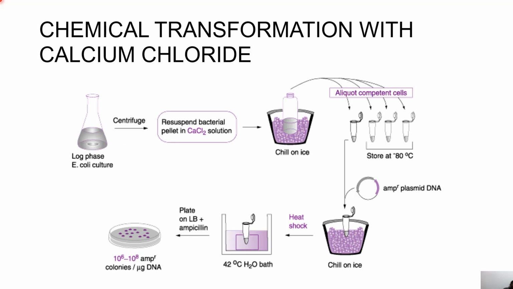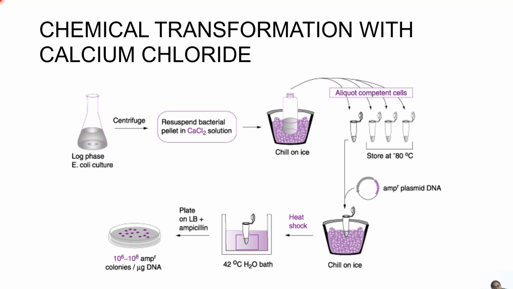Now for chemical transformation with calcium chloride, we should have a culture in the log phase that you will centrifuge. You suspend the bacterial pellet in calcium chloride solution. You will then chill on ice, and first of all you will make competent cells. Competent cells will be more susceptible to the plasmid DNA being taken inside. Normal cells might not take it, and that is how we make competent cells using calcium chloride.